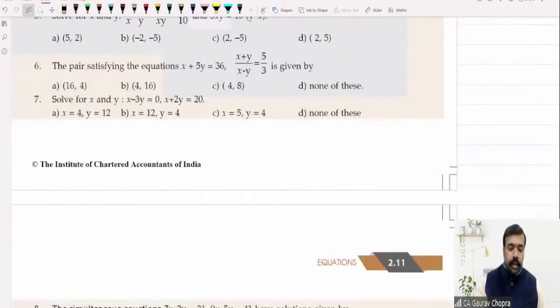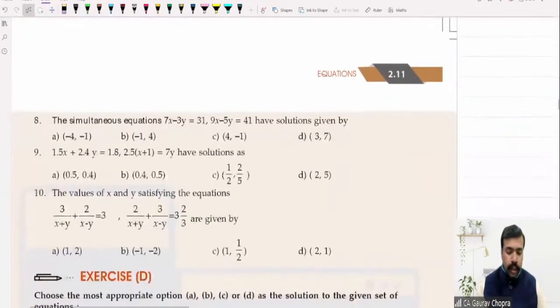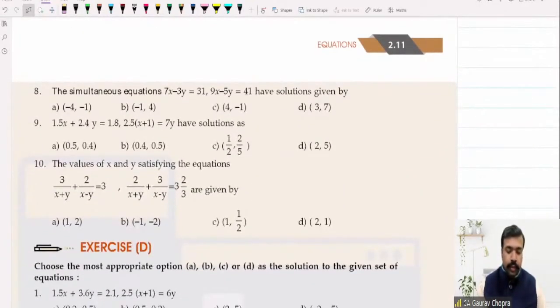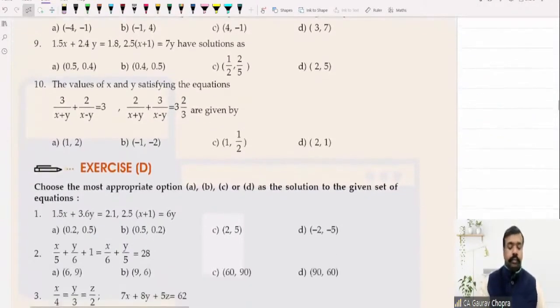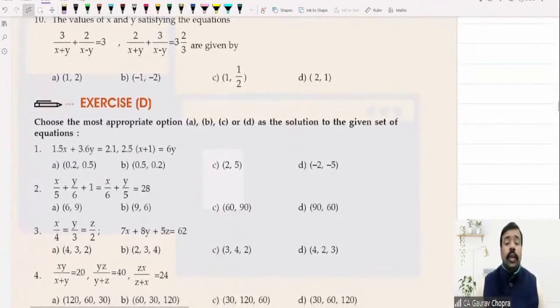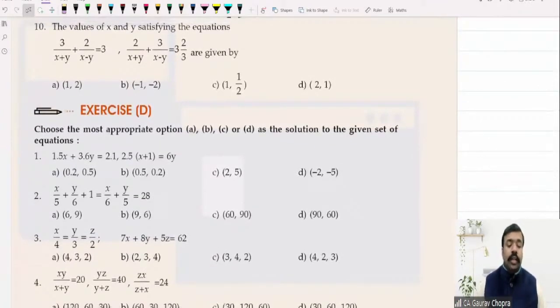Okay. So now we are moving a bit forward because all these are similar kinds of questions and we have practiced a lot for these questions. So let us take a different one and now you can try question number 10. The value of x and y satisfying the equation. So again, we have to substitute and check which one is correct. So let's do that. Which one is correct for question number 10?